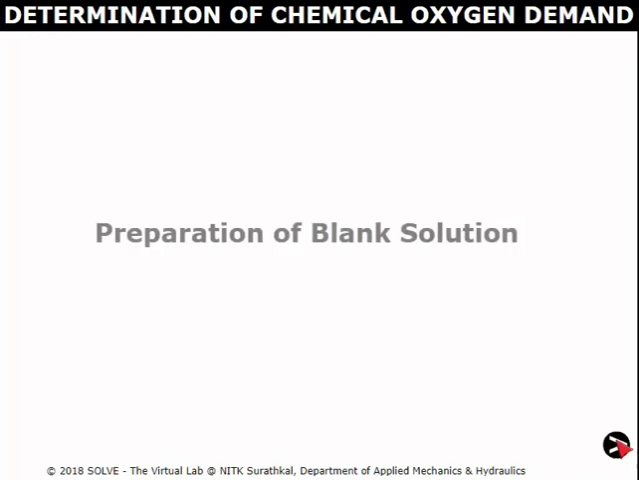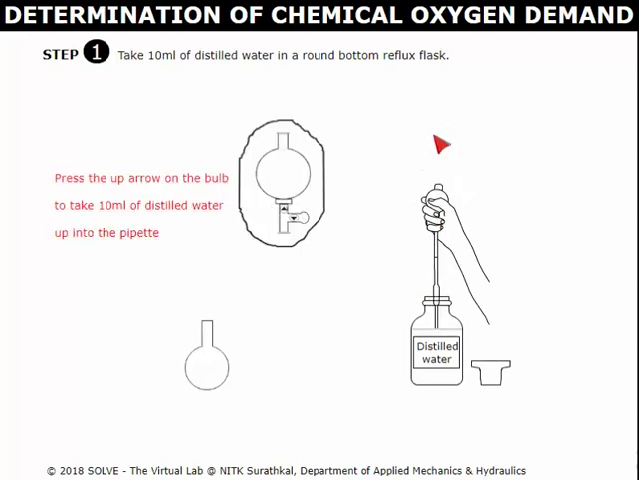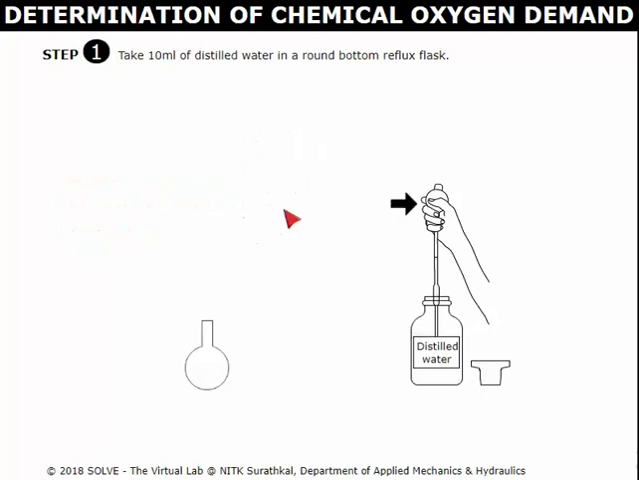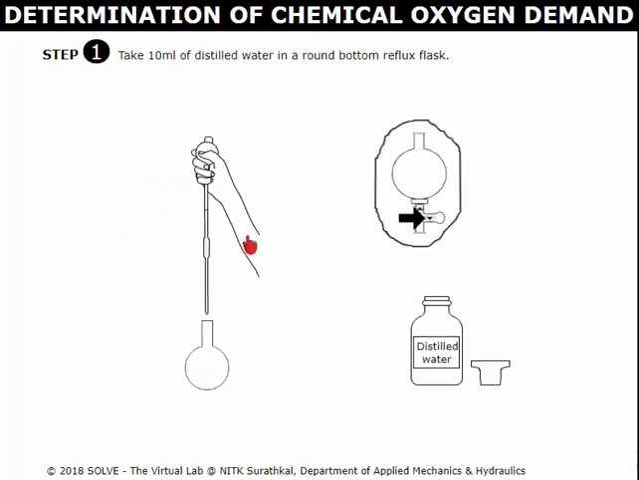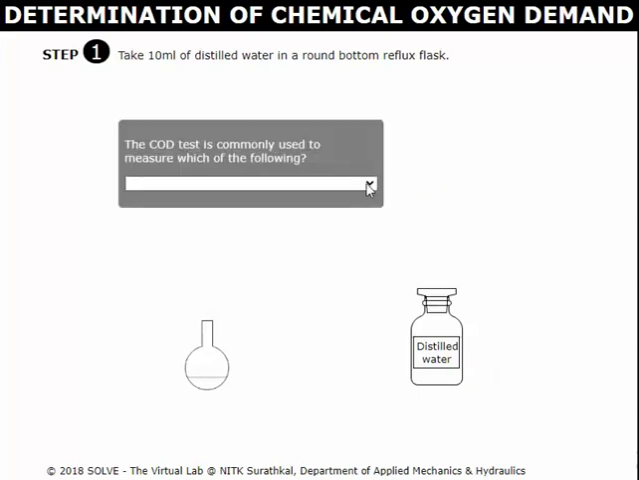Preparation of blank solution. Click here to open the lid of distilled water. Click on the pipette to place it in the distilled water. Click here to pipette 10 ml of distilled water. Click here to release the distilled water in a round bottom reflux flask. Close the lid. Select the correct answer for the pop-up question to proceed to the next step.